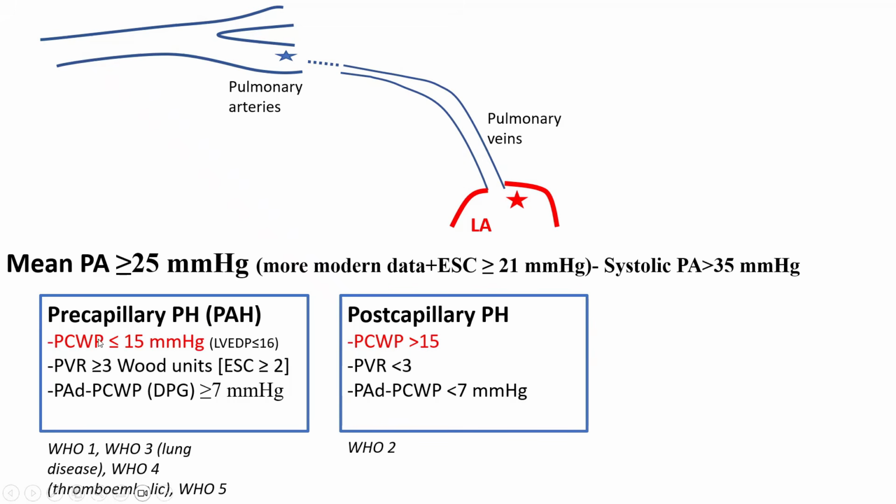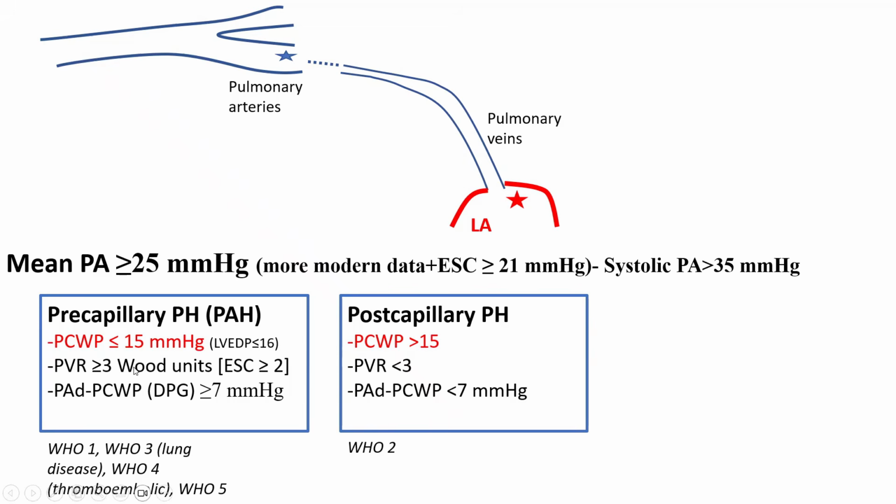Okay, so precapillary pH is defined as wedge pressure of 15 or less and PVR of 3 Wood units or more, but now the ESC uses a cutoff of 2. Yes, indeed, it is true physiologically the normal PVR is less than 2 Wood units, not 3. And prognostic population data have shown that a PVR of over 2 correlates with impaired outcomes.